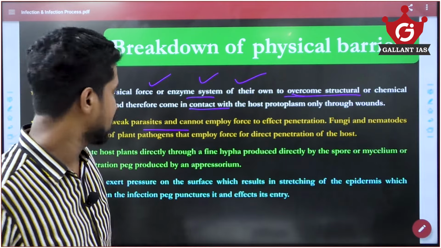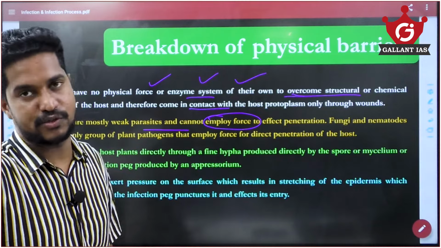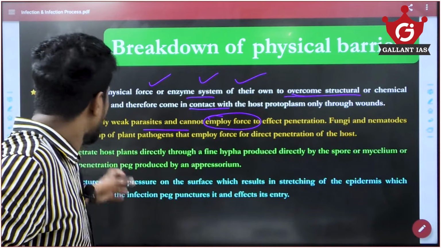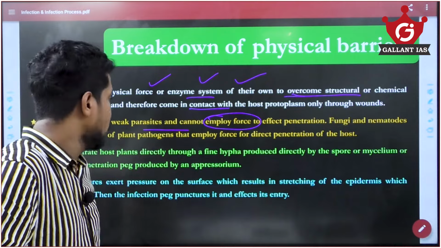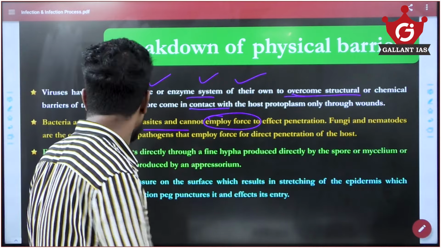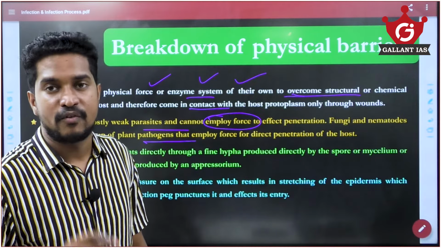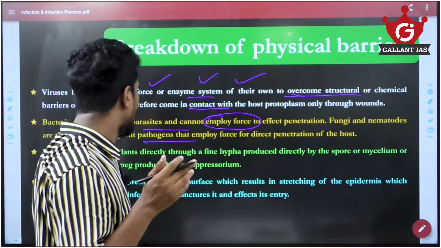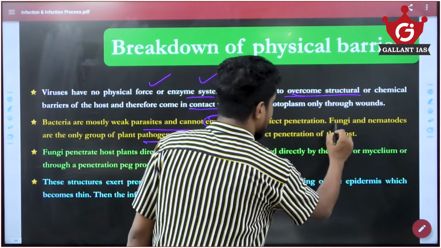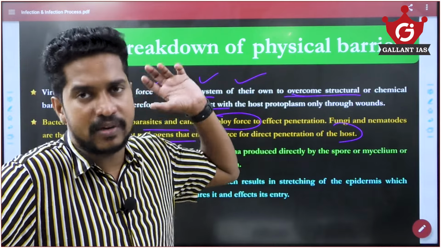Bacteria are mostly weak parasites and cannot employ force to effect penetration. Fungi and nematodes are the only group of plant pathogens that employ force for direct penetration of the host. That point we have already discussed.